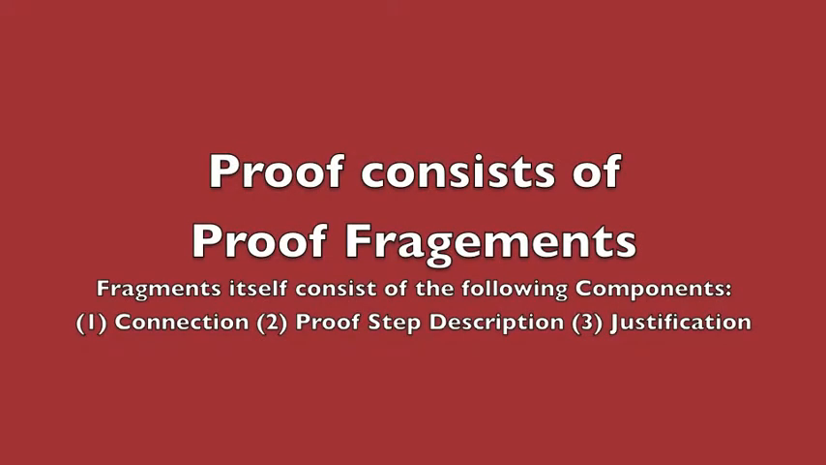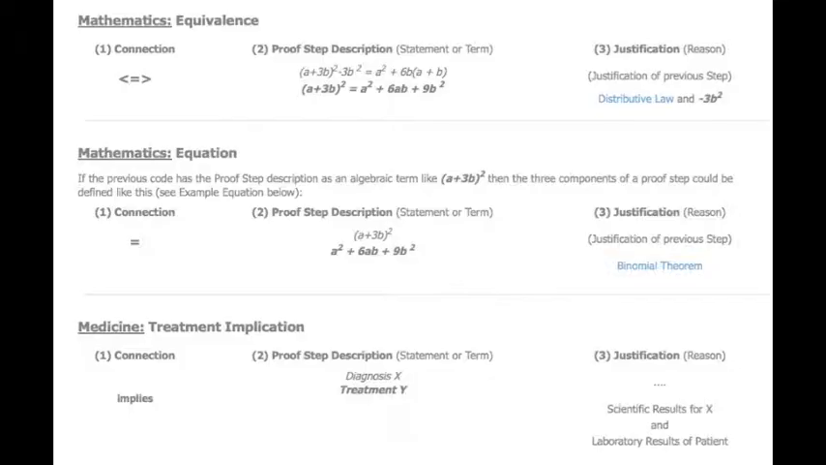If we want to integrate this structure into a web-based learning environment, we have to decompose a proof into proof fragments and the fragment itself into the three components: connection, proof step description, and justification. A sequence of these proof steps should be automatically assessed with individualized response to missing justification, wrong connection between the proof step descriptions, and so on.